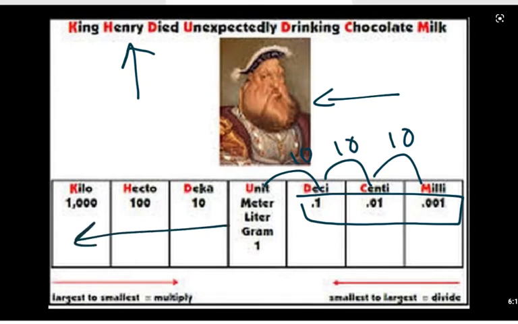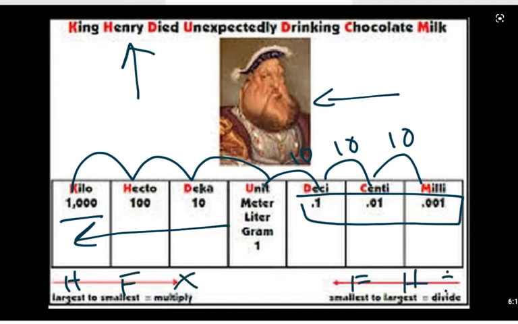This way is getting bigger. And all of these are jumps of 10. So I can see a kilometer would be 1,000 times bigger than a meter. So largest to smallest, multiply. Horse to fly, multiply. Fly to horse, divide of course. So that saying still works. Okay, so now I'm going to read some questions, and we're going to try to figure them out. So I always write King Henry died by drinking chocolate milk.